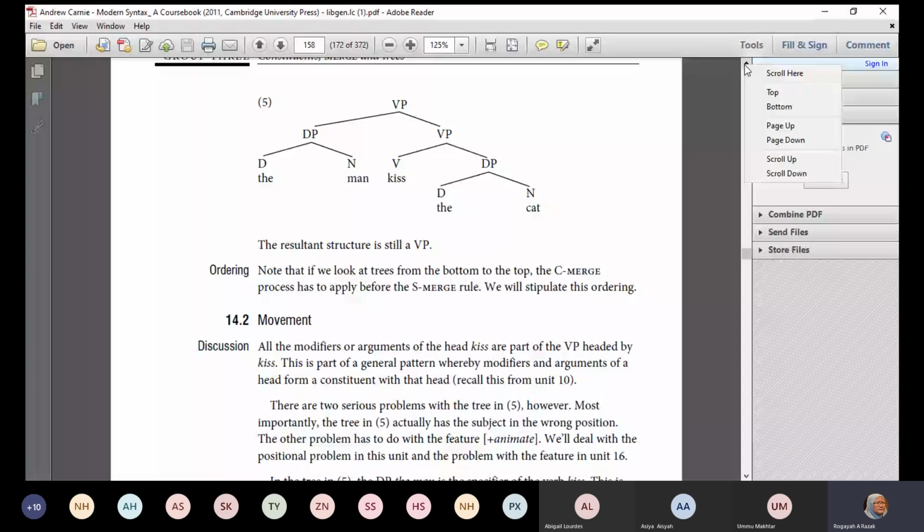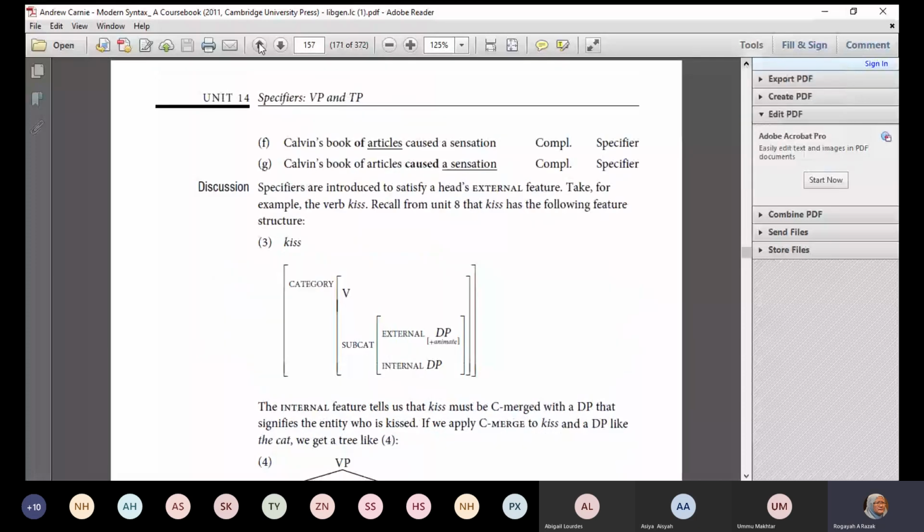This one. And then dia kata kat sini, the verb requires the external feature, which is the DP, plus animate. So this is a specifier, and then the internal DP. So the specifier here is shown on page 5, figure 5. It's the next page. This one.